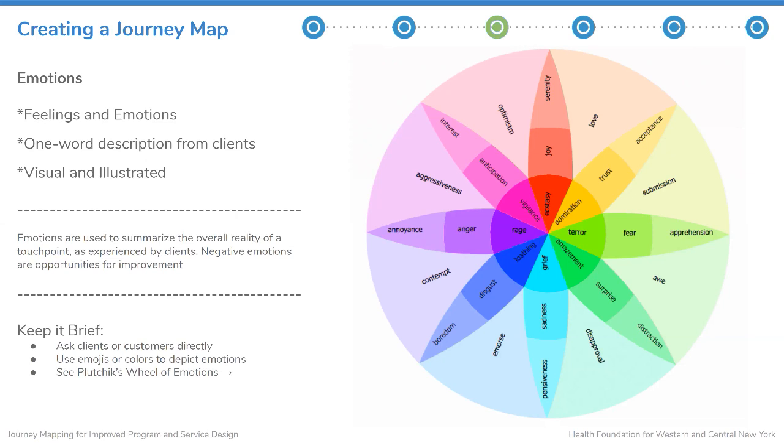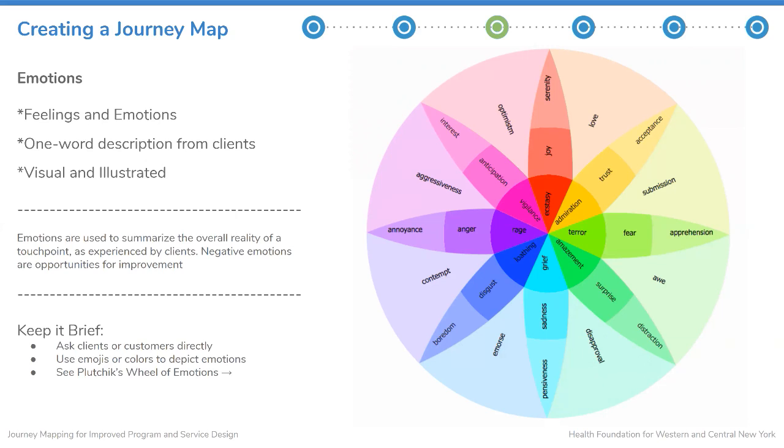Emotions really should be one-word descriptions. Directly from clients is usually the best. Asking them how they feel at that particular touch point, when they're waiting in the waiting room, or meeting, how they feel when they're meeting with a particular service provider, and so on and so forth. And again, visually, we like to communicate this, so we like to illustrate it often with emojis. But emotions are used to summarize the overall reality of a touch point, as experienced by clients. So you need that touch point, you need the persona, you need the personalization to really get that one-word overall summary.